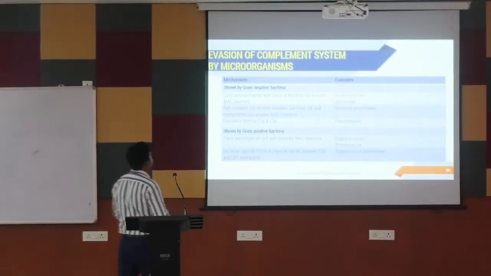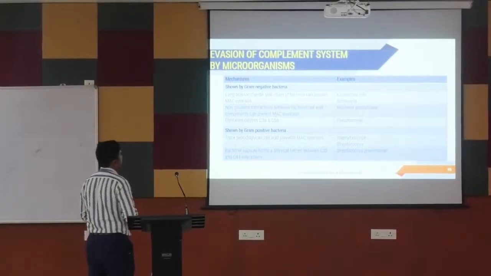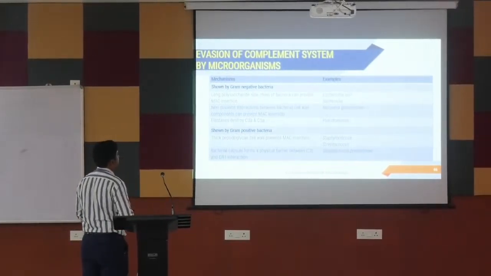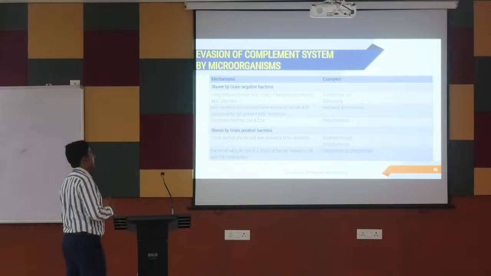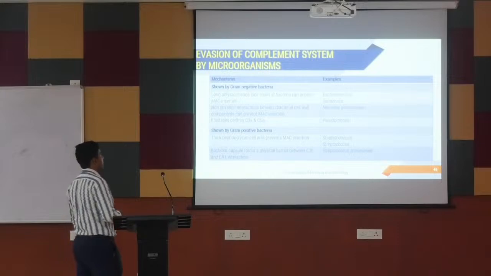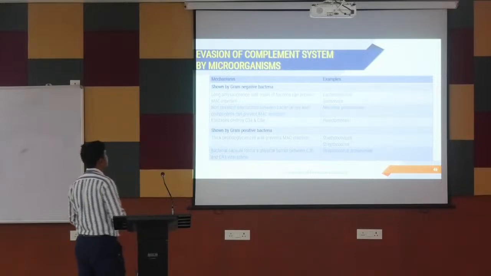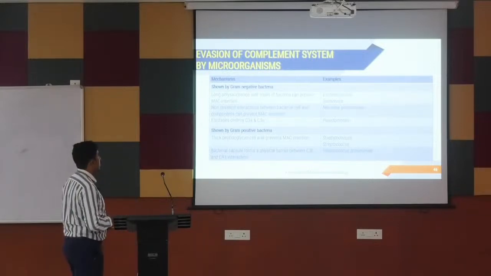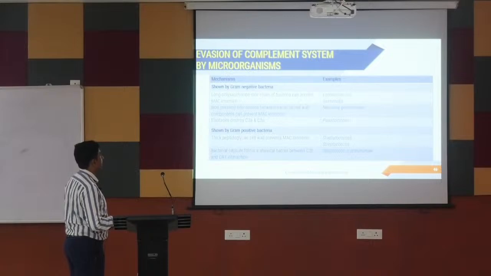Mechanism shown by gram-negative bacteria like E. coli, Salmonella কিরকম করে? Long polysaccharide side chain of the bacteria can prevent the MAC insertion. Neisseria gonorrhoeae, non-covalent interactions between the bacterial cell wall and components can prevent the MAC insertion. Pseudomonas elastase secrete করে which destroy the C3a and C5a anaphylotoxins গুলো.